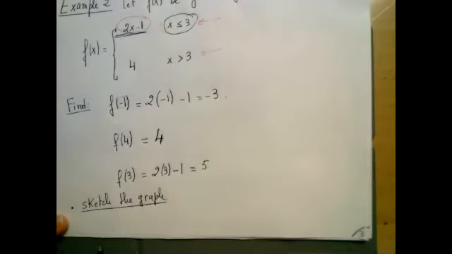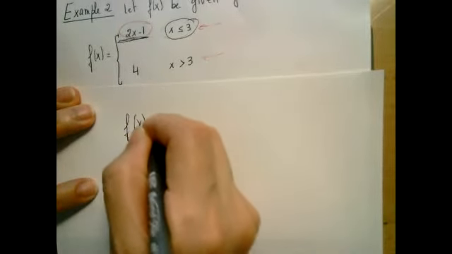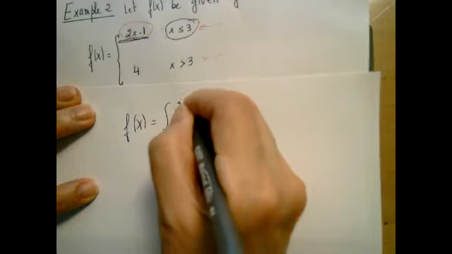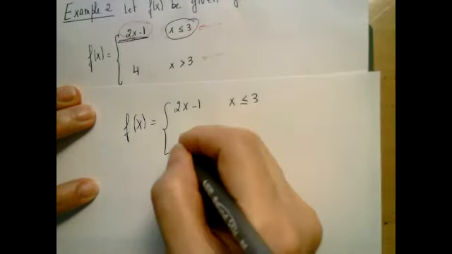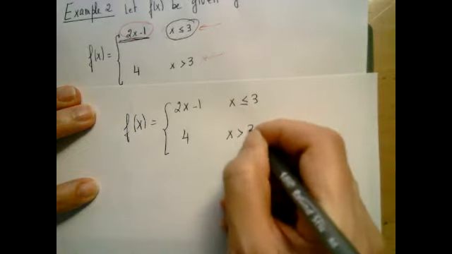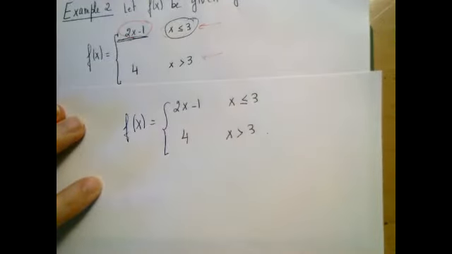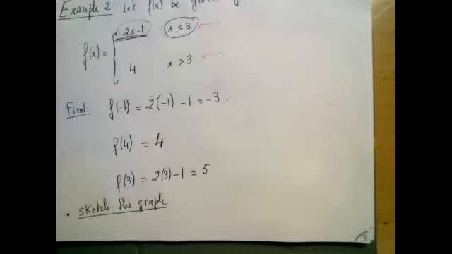Now, the second question is, we want to sketch the graph. That means, how can I graph something that reflects this formula? So we take another piece of paper and do that. I will write the function again and work on the graph. So let us see. 2x minus 1, x less than or equal to 3. I'm just rewriting it. And 4, x bigger than 3. All right, so let's graph it. Can I move on?